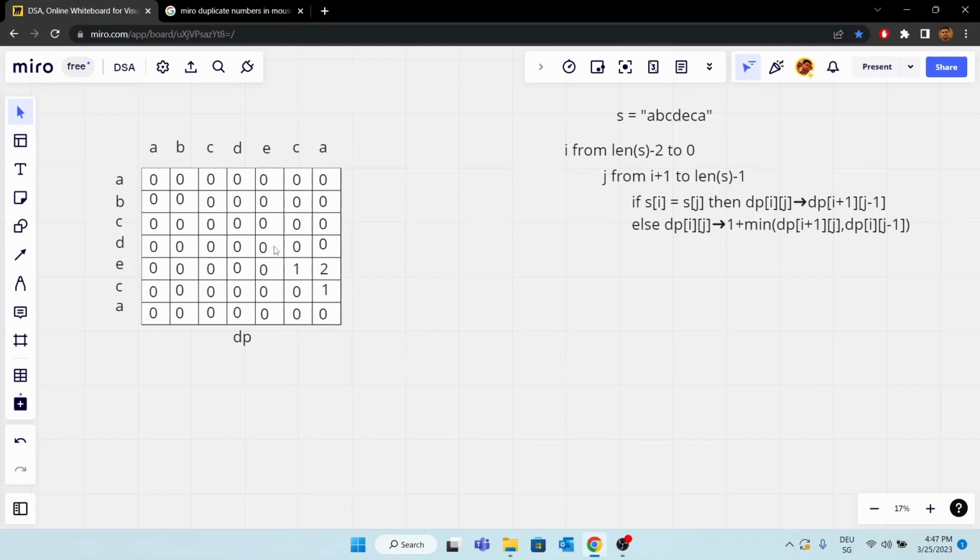Here if we have a look, we have D and E. That means they are not equal, so here the value will be, we know, 1. Now here in the next cell, D and C, same case, not equal.